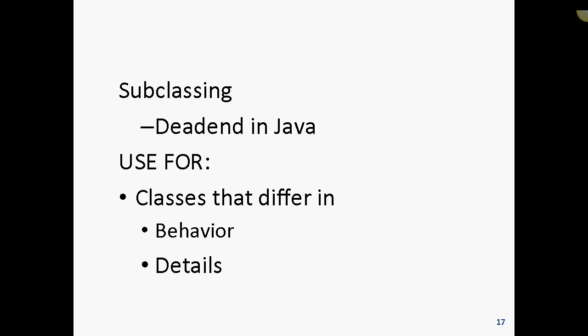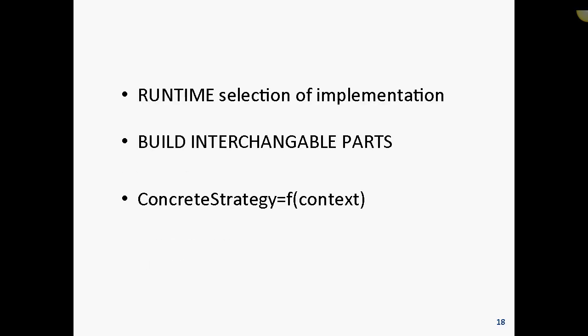The strategy pattern is very good for classes that differ in behavior and differ in their details but have a common specification that you want to code to. It gives you the ability to do what I call runtime selection of the implementation based on a context. So the concrete strategy, that's the implementation of the specification, is going to be equal to a function of that context.